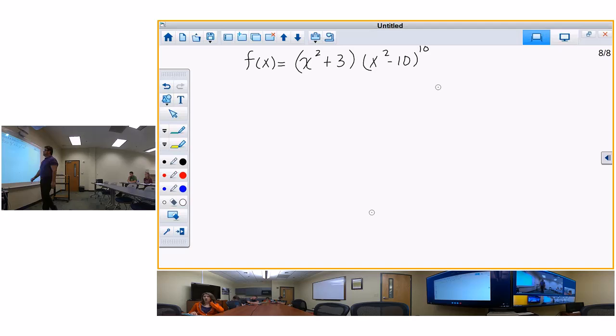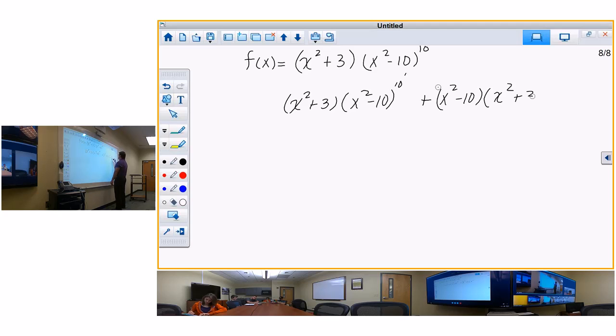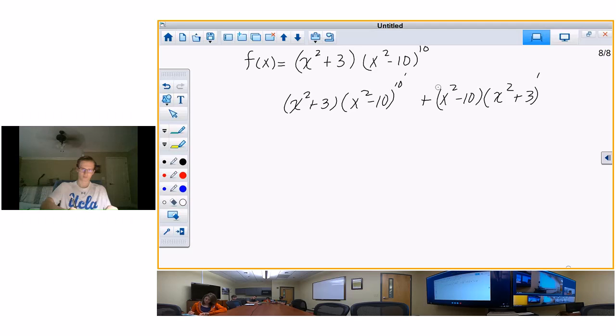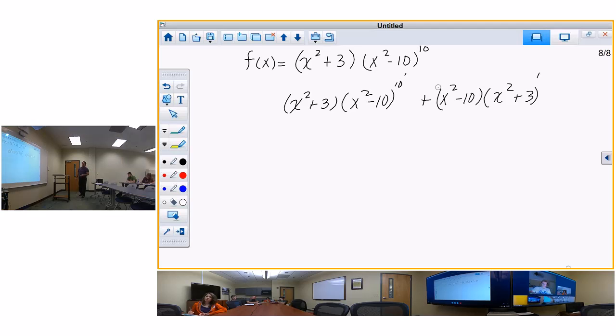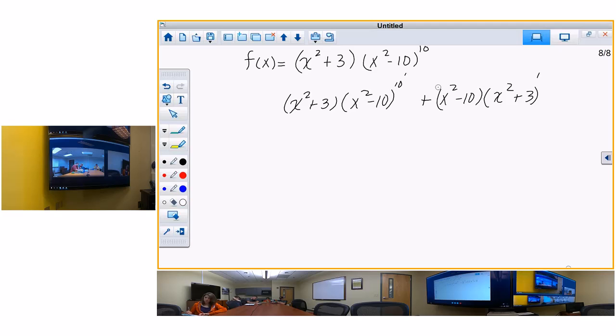So first times the derivative of the second plus the second times the derivative of the first. All right, take off. Do not worry about doing algebra all the way to the end. I just want you to get a simplified calculus version. Do not expand it out. Don't do that because that'll be too much.